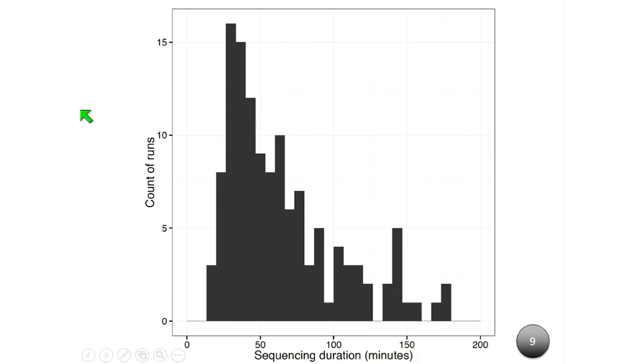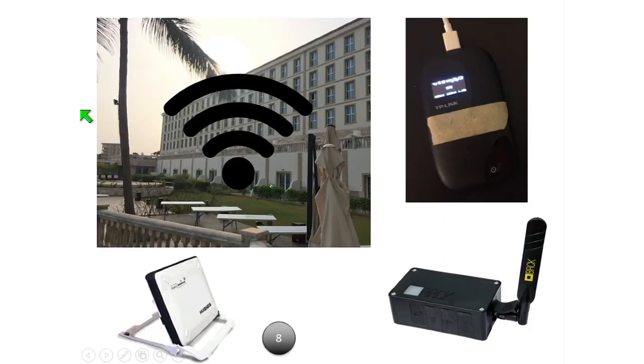And this really just shows there's quite a lot of variability in the system. Sometimes you get a flow cell that's very fast. Sometimes you get a flow cell that's much slower. So essentially, if you can monitor the run in real time, you know exactly when you're ready to stop.